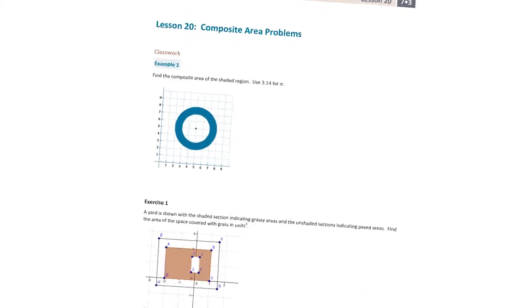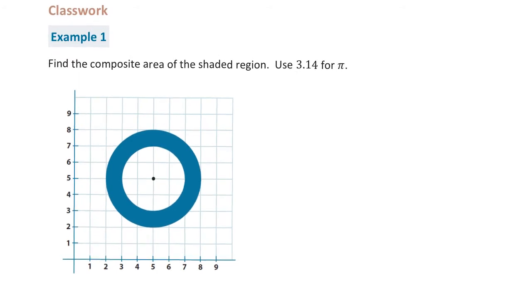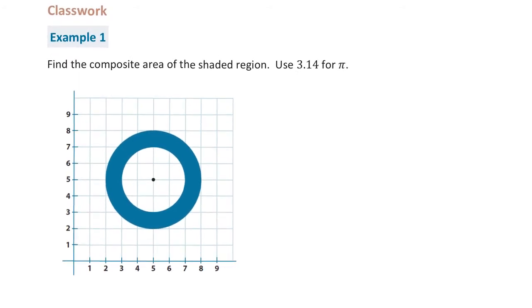We are going to go ahead and start with example 1 here. It says find the composite area of the shaded region. Use 3.14 for pi. Here we see that there are two circles on the coordinate plane. The diameter of the larger circle is 6 units, and we know that because we count 1, 2, 3, 4, 5, 6. And the diameter of our smaller circle is 4, and I can count that 1, 2, 3, 4.